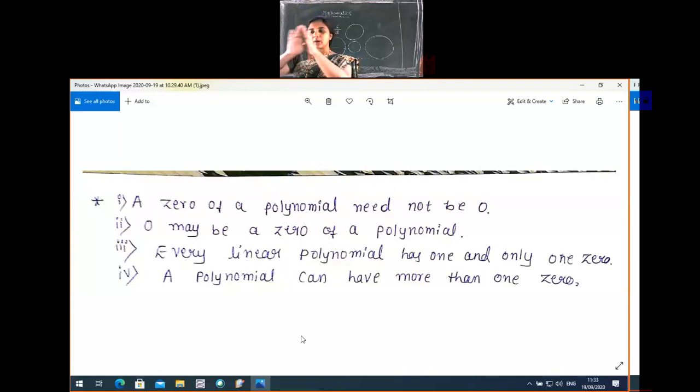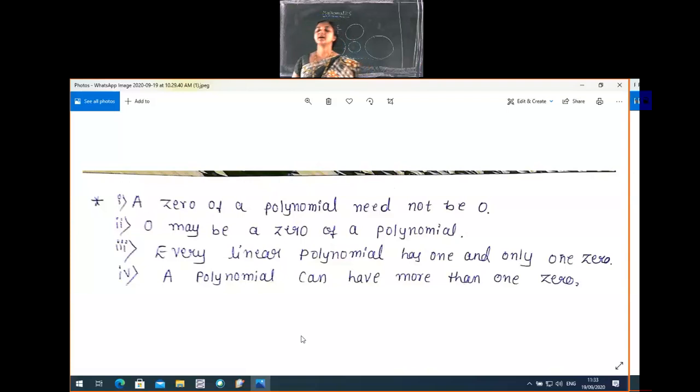Okay, the polynomial must be equal to 0, but sometimes 0 is also a zero of the polynomial. Okay? So first point, got the clear picture now? A zero of a polynomial need not be 0. Second one: 0 may be a zero of a polynomial. Now you got the idea from the first point itself. 0 may also be a zero of the polynomial.